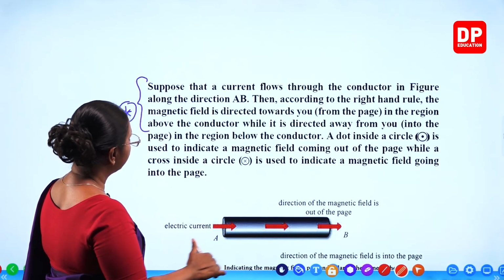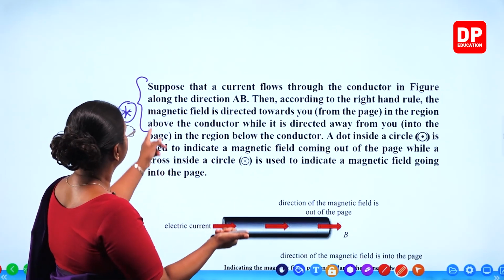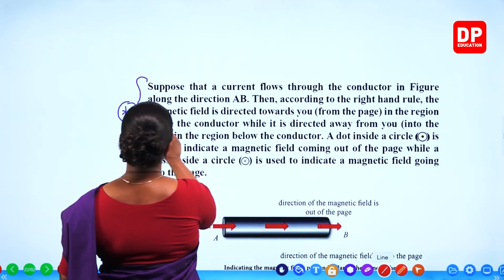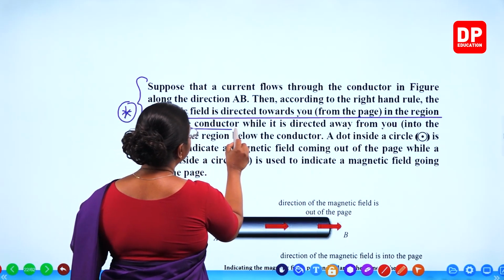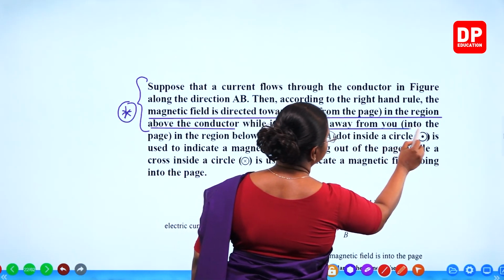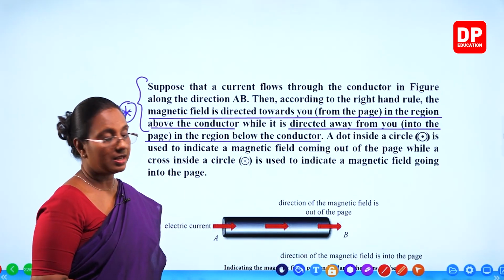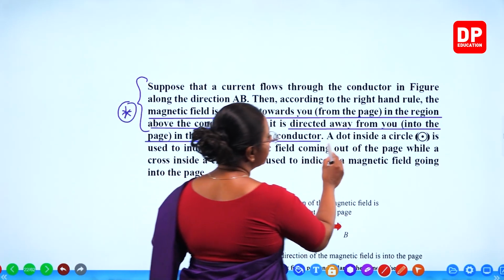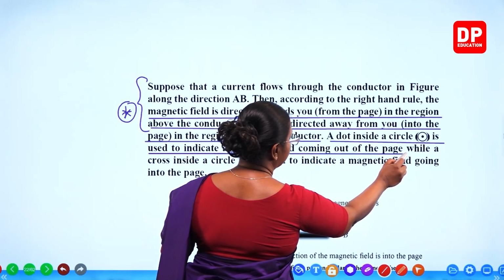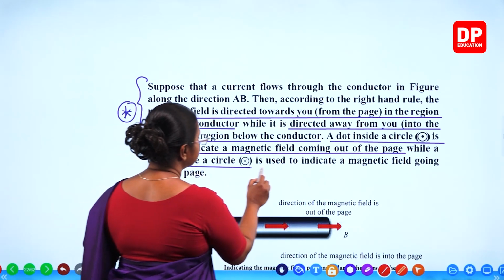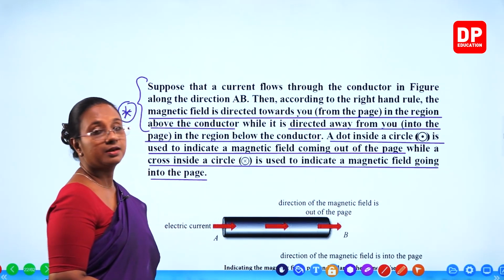Now when the current is flowing through the conductor this way, you can see when we use the right hand grip rule, the magnetic field is directed towards you in the region above the conductor, and it is directed away from you, that is into the page, in the region below the conductor. And then a dot inside a circle is used to indicate a magnetic field coming out of the page, while a cross inside a circle is used to indicate the magnetic field going into the page.